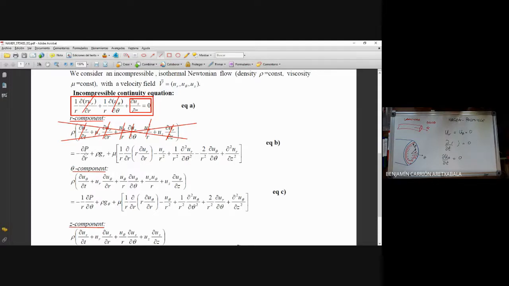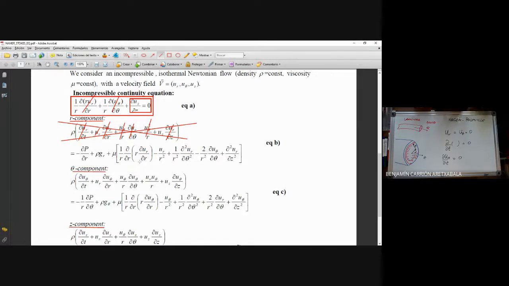Moving on with the momentum equation in r, we have the gradient of pressure over r. This we don't really know what it is, so we can't eliminate it. Here we have the body force over r, which is most likely not zero. We have these terms. Okay, let's have a look at them.